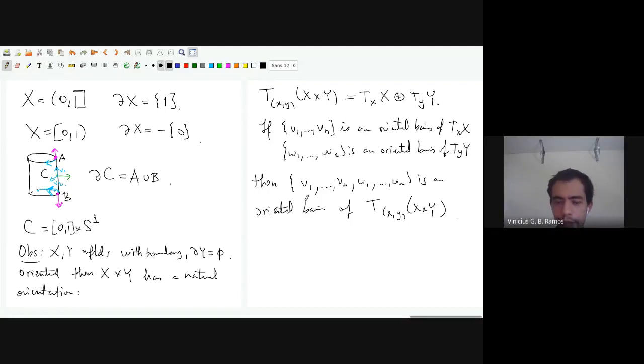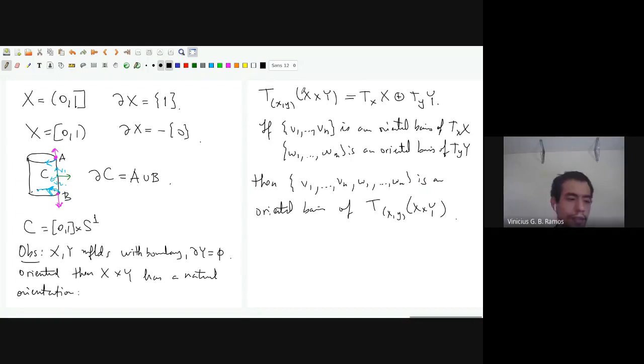To be very precise, these vectors V1 through Vn are not quite vectors here. There's an injection that goes from the tangent space of X to the tangent space of X times Y, and similarly for T_y Y. You have to inject these vectors in here and inject these vectors in here.